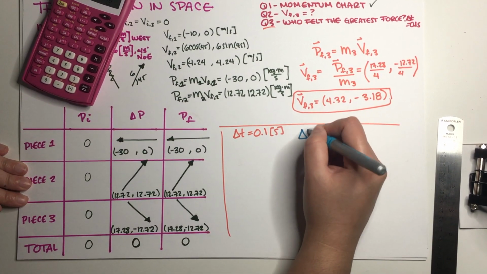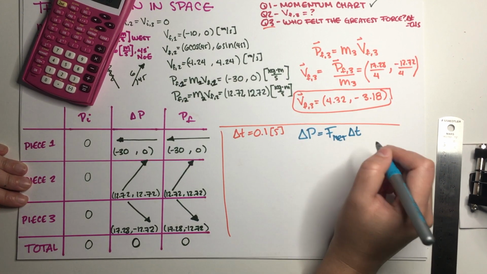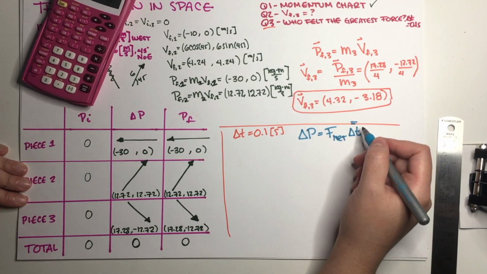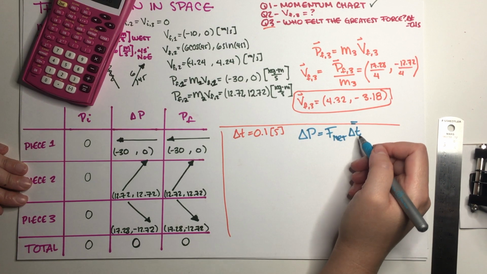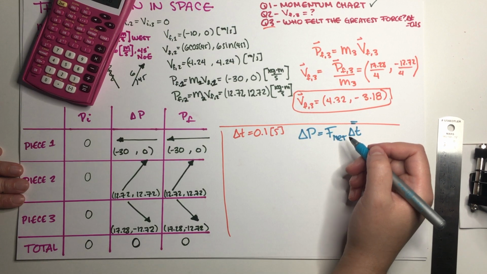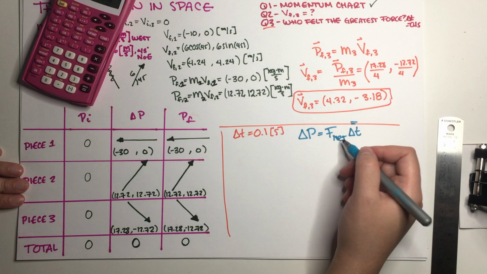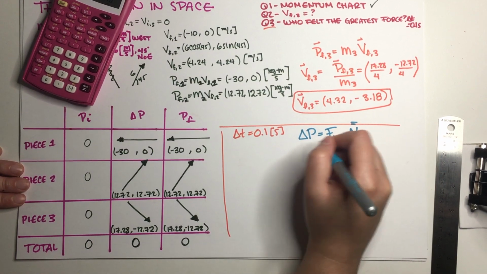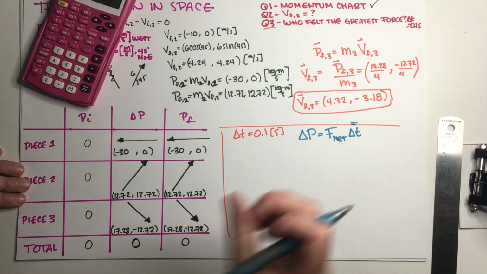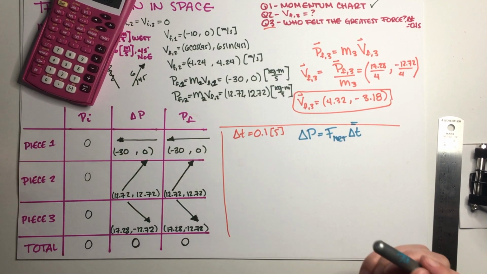So the equation goes delta P is equal to the net force times delta T, right? Now this problem is saying delta T is exactly the same for all of the asteroids. Given this information, who felt the greatest F? And as you can tell by just looking at the equation, whomever has the greatest delta P is going to have the greatest net force, right? Because F net is just equal to delta P over delta T. So in order to figure out who felt the greater force, we basically have to figure out who felt the greater delta P.